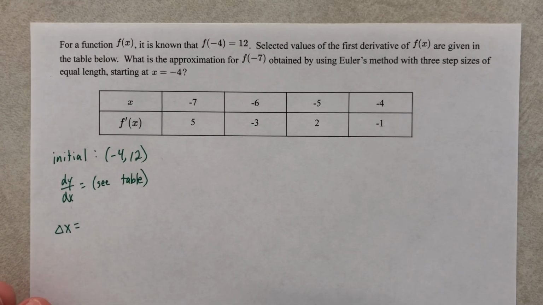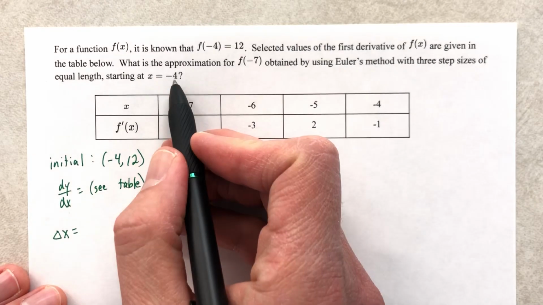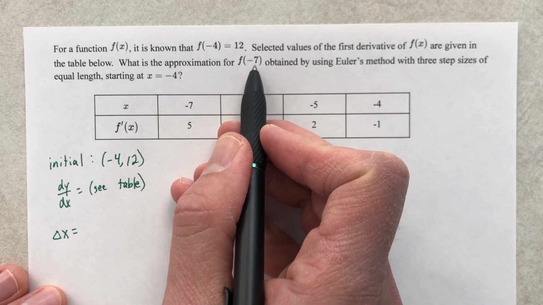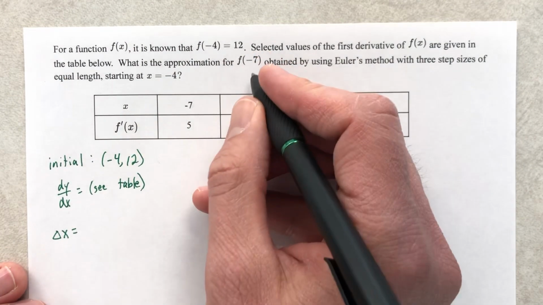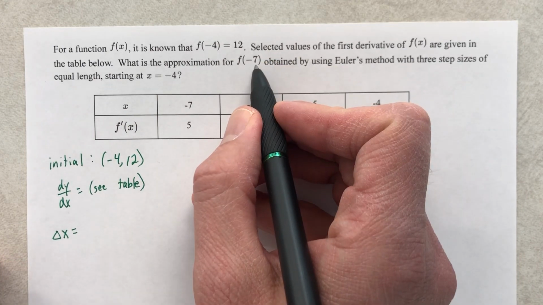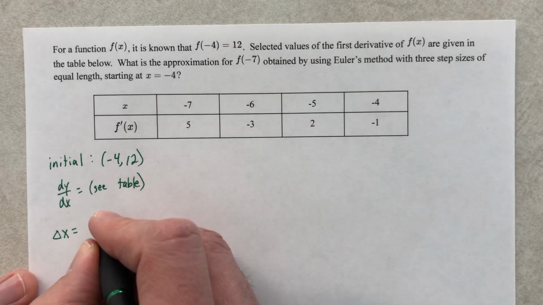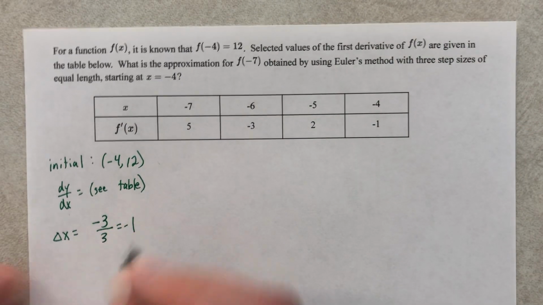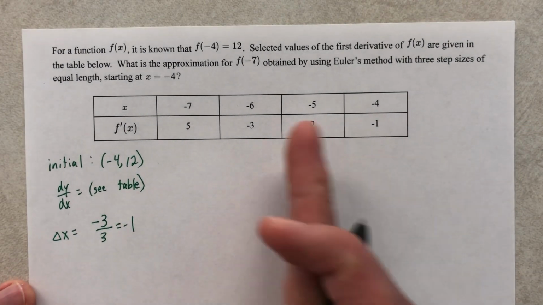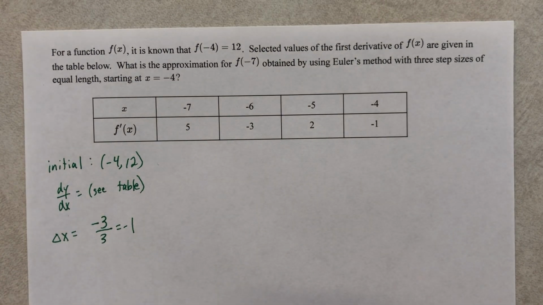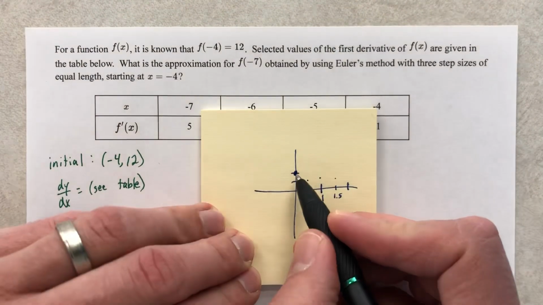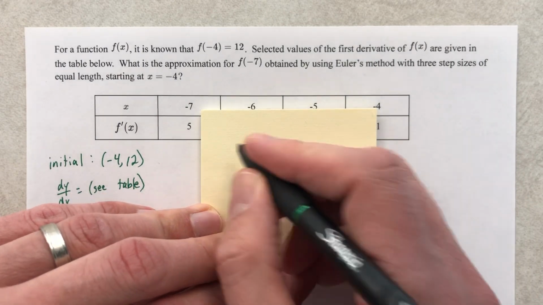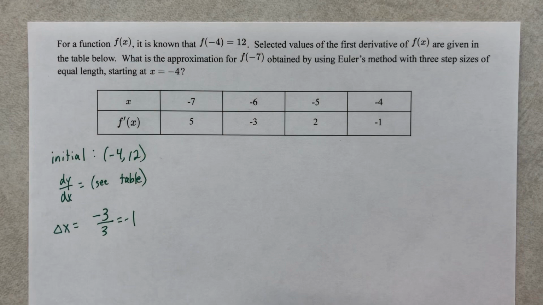So we're going from negative 4 to negative 7. How far are we going? We're going 3, but we're actually going backwards 3, and we're going to use 3 steps to get there. So every step, we're actually going to be moving backwards. So instead of all these pictures I've drawn in the past where I'm always moving to the right, now we're moving to the left.